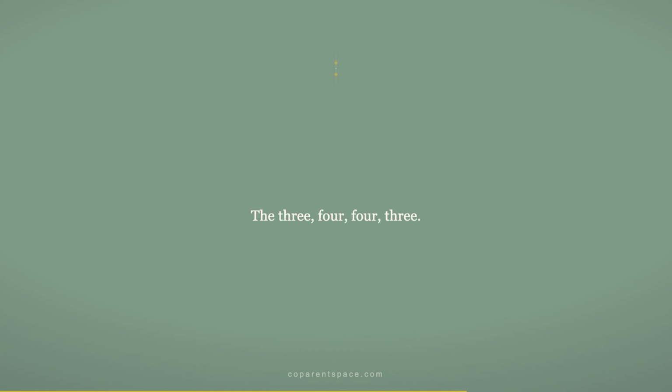The 3-4-4-3. 3 days at parent A, 4 at parent B, 4 at A, 3 at B. Time split 50-50. Movement every 3 to 4 days. Best for ages 6 to 10, where longer settles matter, but a full week feels too long. Hardest part? The rotation isn't intuitive without a calendar. Kids and adults need a visible chart so no one has to remember which week it is.